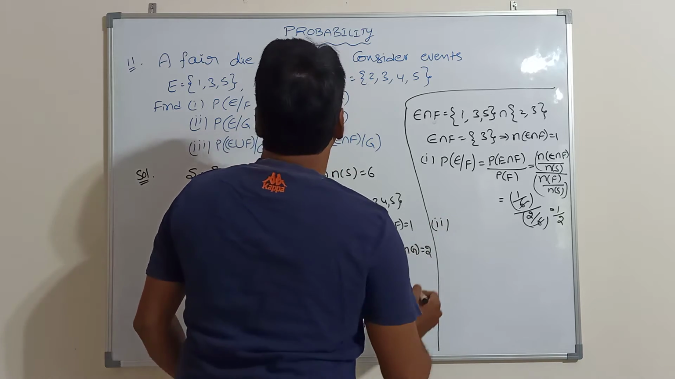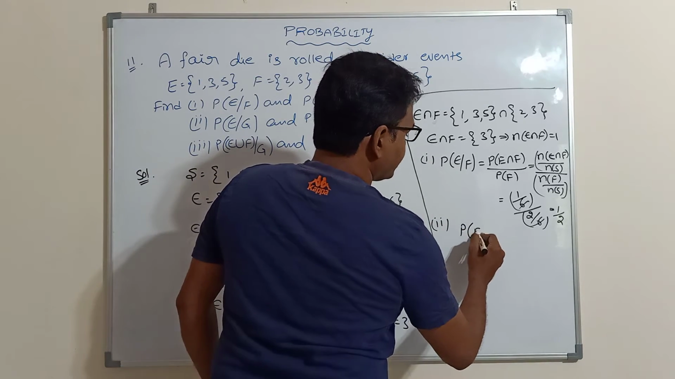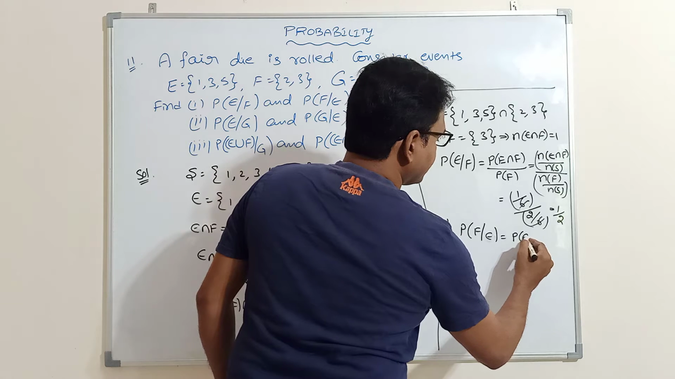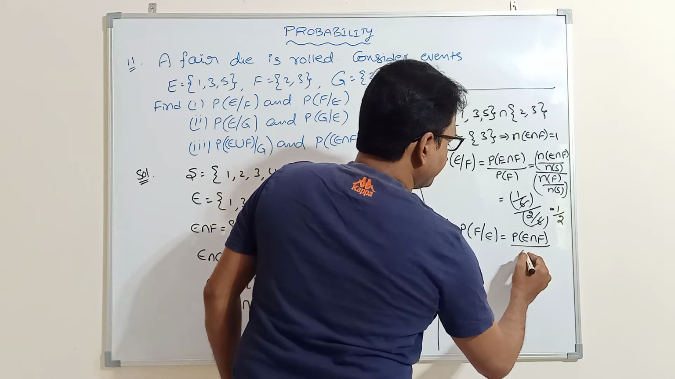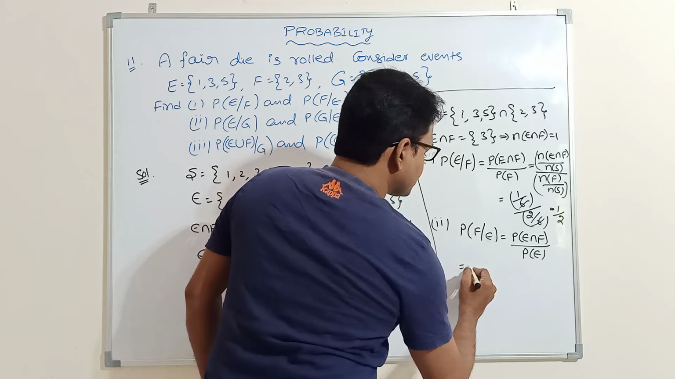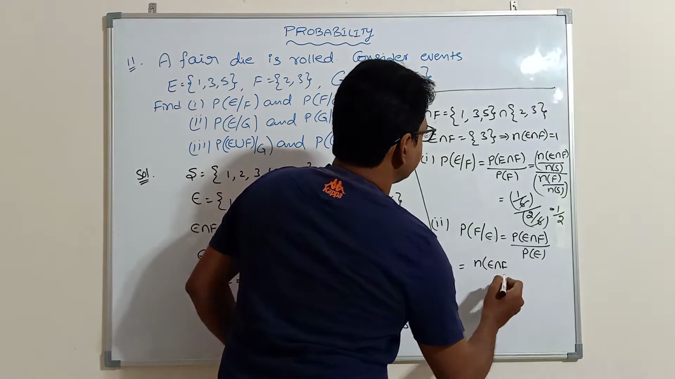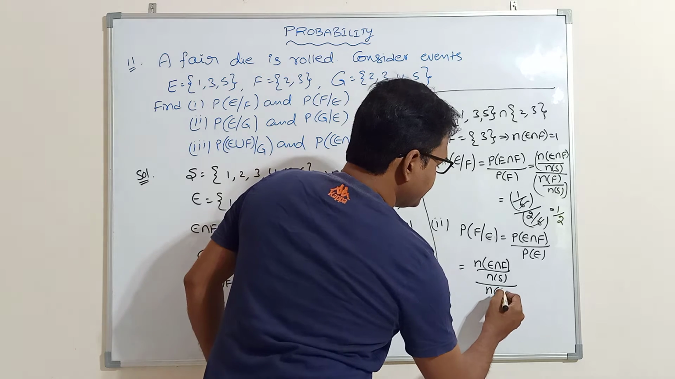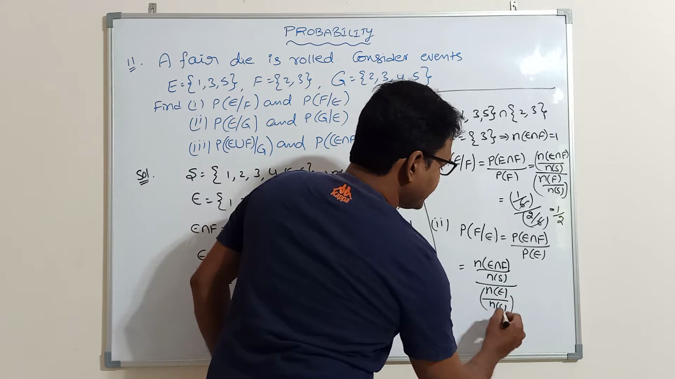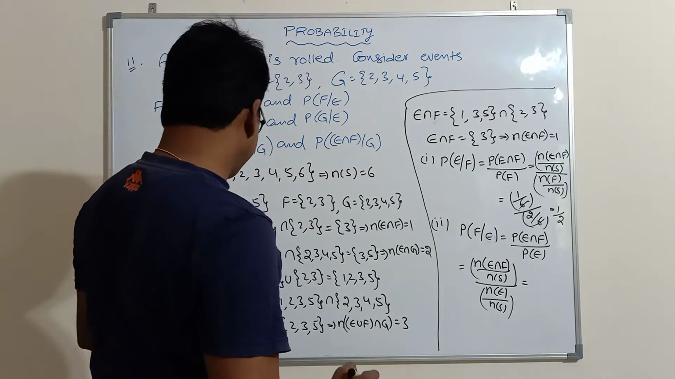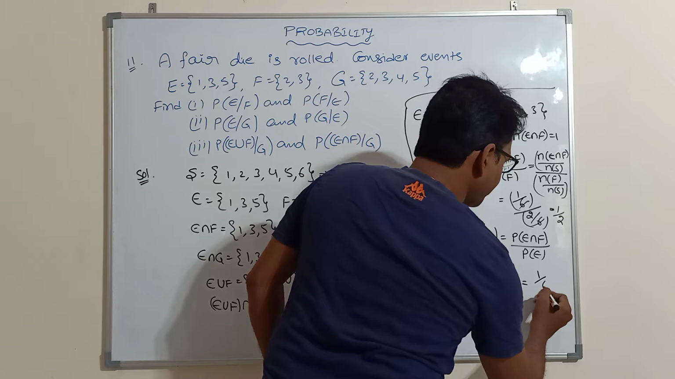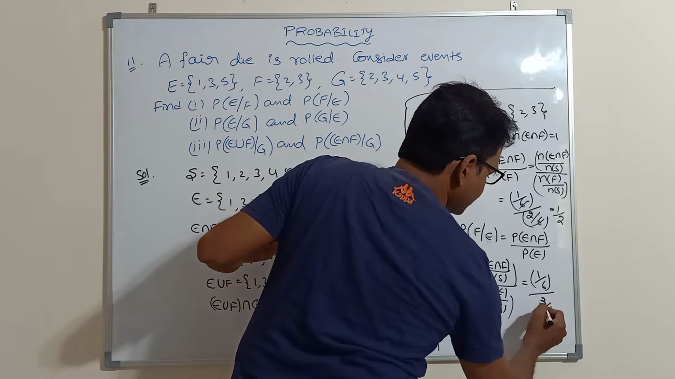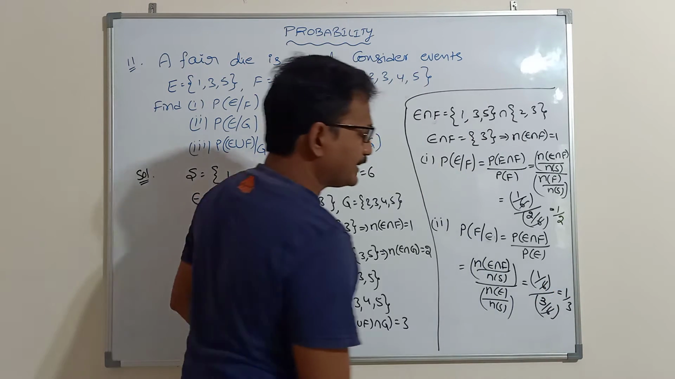Second question is P of F given E. P of F given E is equal to P of E intersection F by P of E. That means N of E intersection F by N of S, by N of E by N of S. N of E intersection F, how many elements are there? 1. 1 by 6, by N of E, the number of elements in set E, 3 elements, by 6. 6 gets cancelled, answer is 1 by 3.